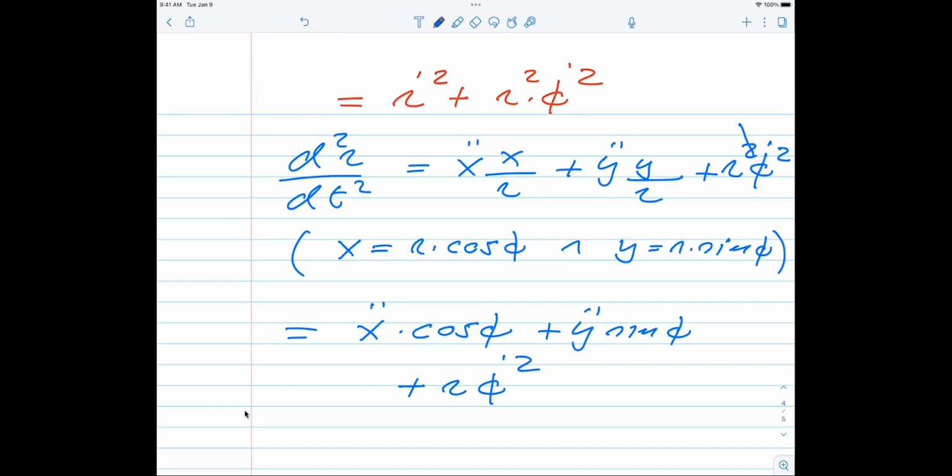So you have an x second derivative. So the second derivative of position, what does that correspond to? It's the acceleration in the x direction. And then we have the acceleration in the y direction. And finally, we have a term which we haven't yet decided what it could be.